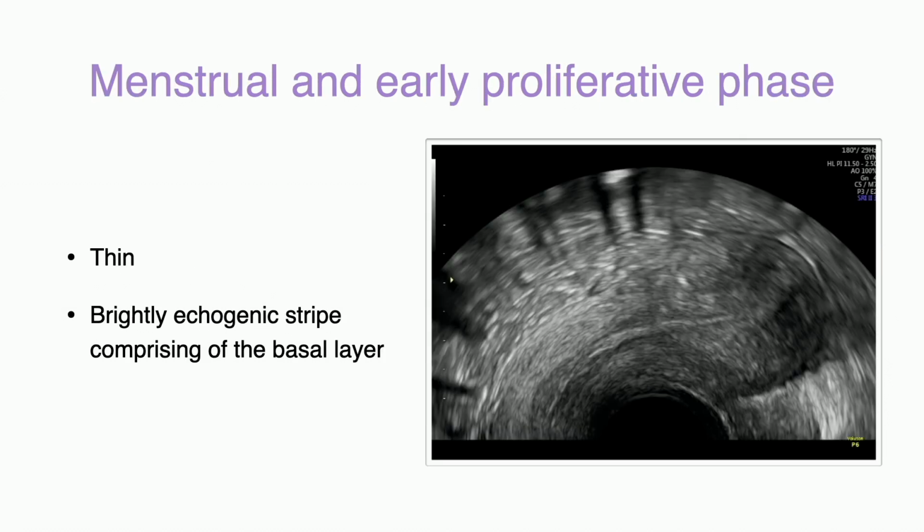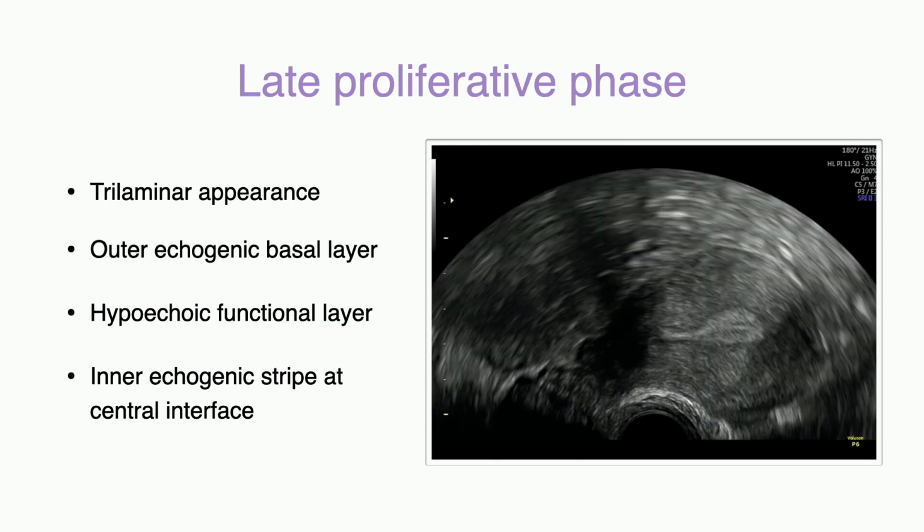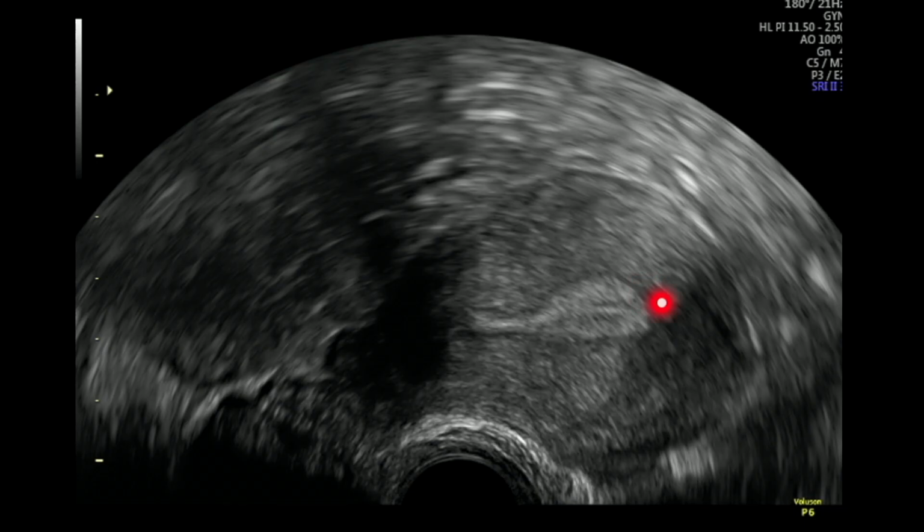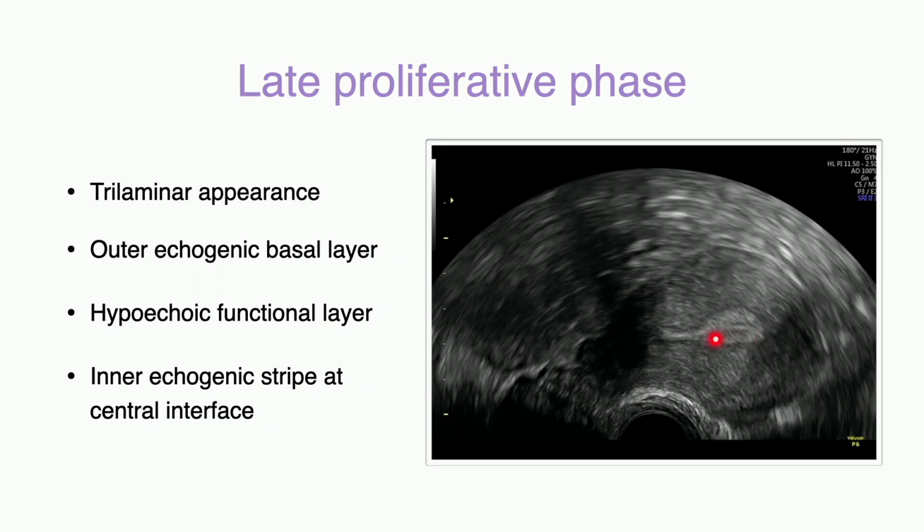Here's an example of the endometrium during the early proliferative phase. The endometrium can be seen as a bright echogenic stripe comprising the basal layer of the endometrium. In contrast, this is an example of a woman in the late proliferative phase where the endometrium has already started to grow. In this phase, the endometrium appears in a trilaminar fashion. It comprises an outer echogenic basal layer, a hypoechogenic functional layer, and an inner echogenic stripe at the central interface.